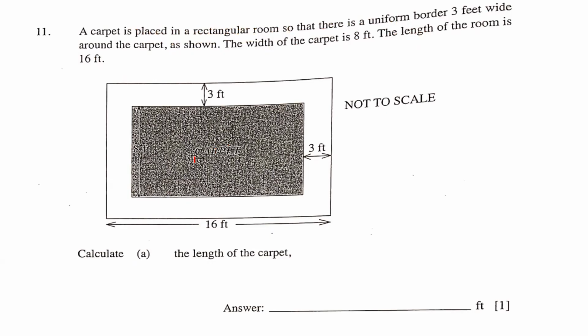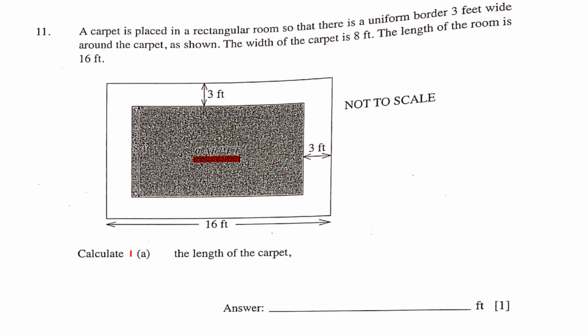So we have this carpet, right? This is the carpet. From here to here, that's 8 feet, right? That's 8 feet. And we have this border, and we have this rectangular room. So it's a big room, and the carpet is basically at the center. And each part is 3 feet away. All right, so this is 3 feet away. This part is also 3 feet away, and this part is also 3 feet away.